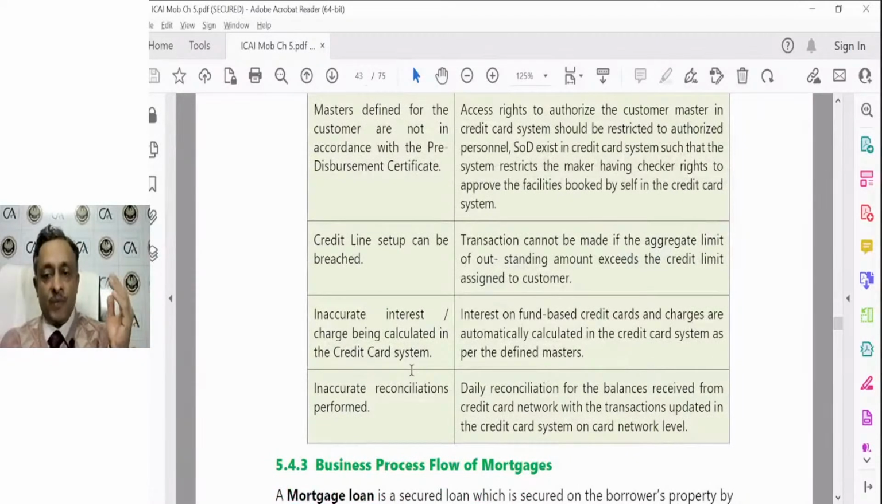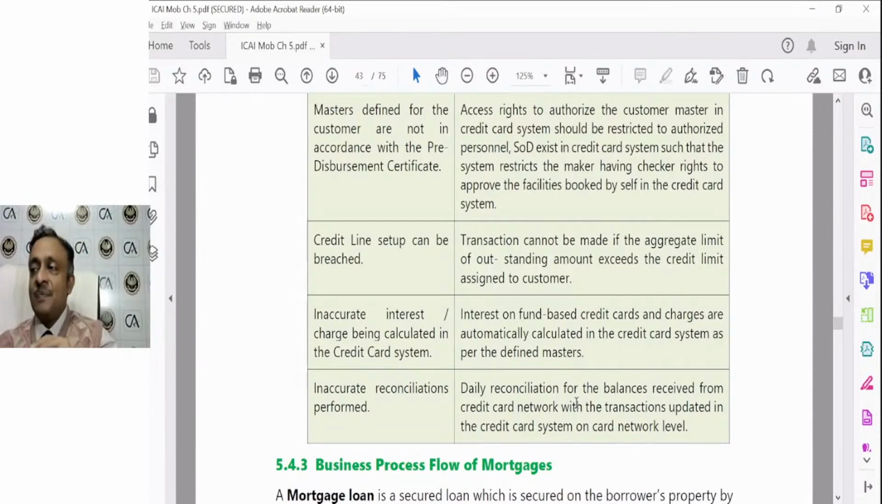Then, inaccurate interest charge being calculated in the credit card system. Now, understand, because credit card involves bankers' funds, today the core banking systems are reasonably well configured. Whatever interest is charged, all is defined in the system. Last is very, very important: inadequate reconciliation or inaccurate reconciliation. Today, daily reconciliations are done at the system level itself to ensure that the inaccuracy is not there. Before we go ahead, queries.